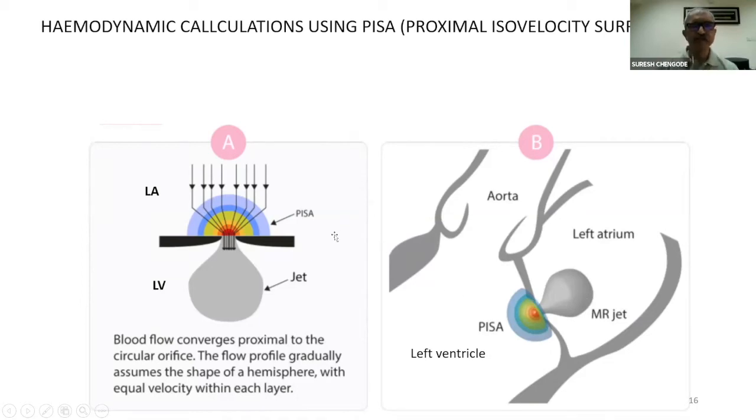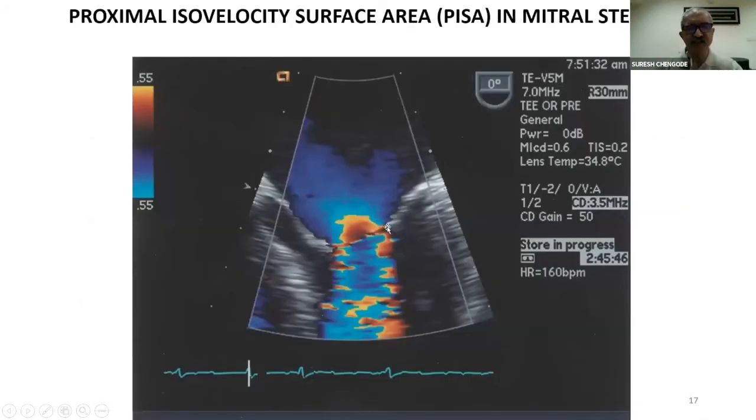Now, this particular proximal isovelocity shell can be delineated quite clearly by adjusting the baseline of the velocity scale. So you will get what exactly is the aliasing velocity of the most proximal shell. That becomes quite clear. Here, it is 0.55. That is the velocity of this particular aliasing shell, the proximal velocity. Now, that was seen in the mitral stenosis.